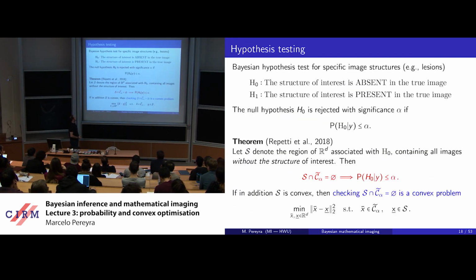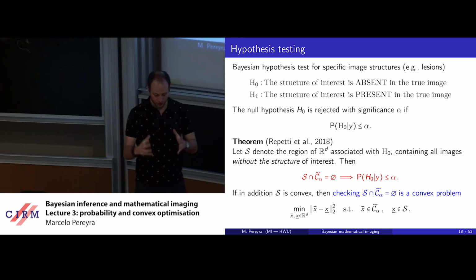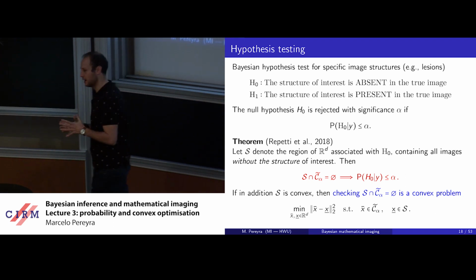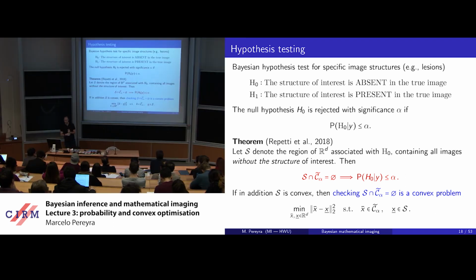And hypothesis testing. So this is something I saved for today because I really like it, and I think it sits more nicely once you're doing convex optimization. So what happens when you have a structure in your image and you want to decide whether you can trust the structure or not? So let's say I have a tumor in a medical image, like the brain lesion that I was showing yesterday, and I want to decide whether it is sensible to support the claim that this lesion is there against the claim that there is no lesion.